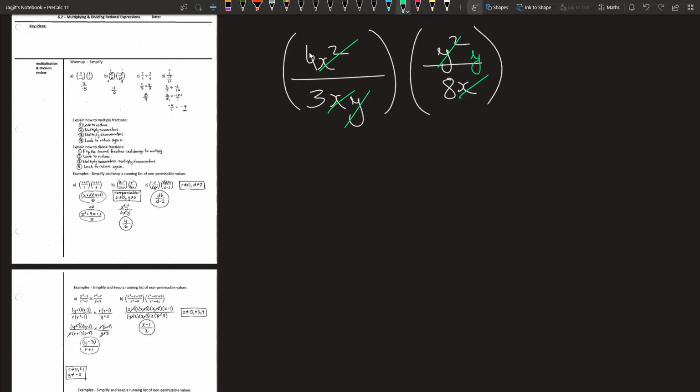And we got 4 and 8. 4 divided by 4 is 1. 8 divided by 4 will give you 2. So what do I have at the top? At the top, I'm only left with y. At the bottom, I have 3 times 2, which is 6.